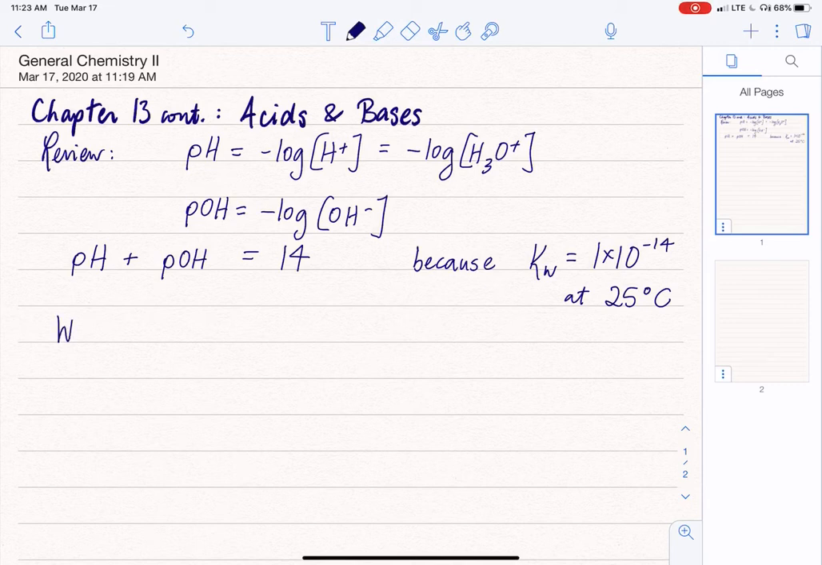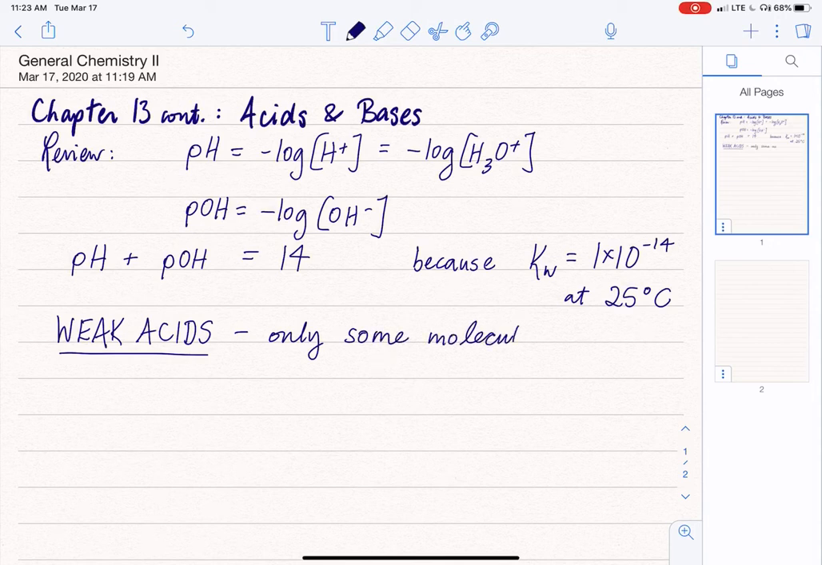Today, I want to focus on a new topic, weak acids. So, unlike strong acids, weak acids are species where only a very small percentage of the molecules dissociate. So, when I say only some molecules, I mean less than a few percent are going to dissociate. This is very different from a strong acid. A strong acid undergoes complete dissociation in water, so you have no intact molecules of acid.